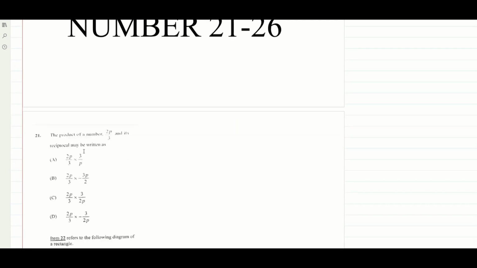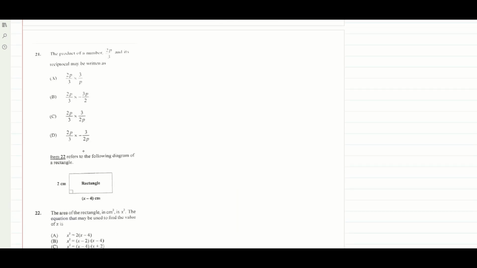Let's go to January 2023. The product of a number 2p over 3 and its reciprocal, meaning the opposite, that is multiplied by 3 over 2p. Right, the only one that has that here is this here, so the answer is C.